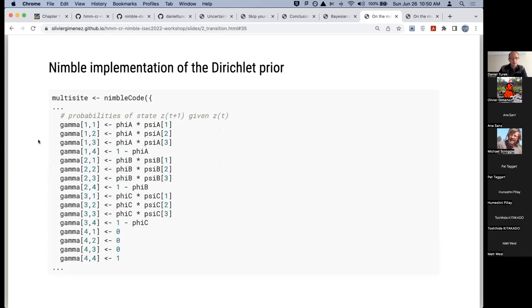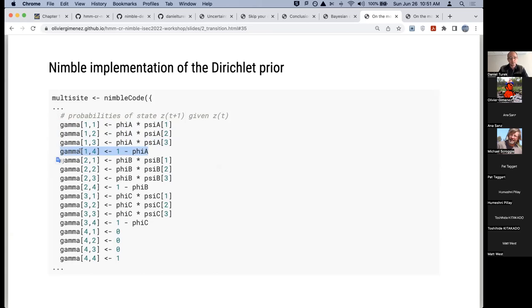This is the gamma matrix, the state transitions. This looks very similar to before. Note that for transitioning from state one to state one, two, or three, these first three rows are simply survival in state A times the probability of transitioning from site A to site A, from site A to site B, and from site A to site C, these three elements of psi A, which had a Dirichlet prior, and then the probability of dying, state dead, is one minus survival.